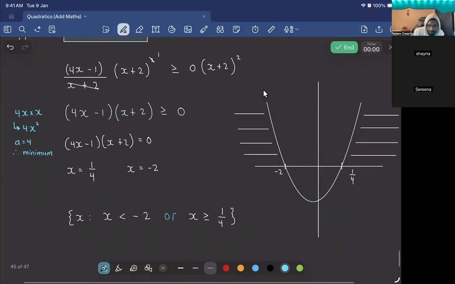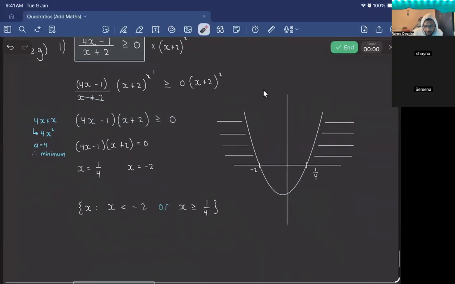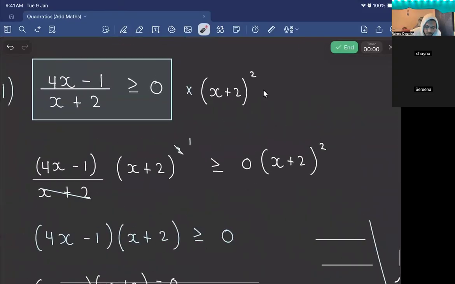Once you figure out the shape of the graph, you just draw a graph with roots and shade the appropriate region. In this example, we wanted to figure out where it was what, Serena? Yes, sir, more than or equal to 0.